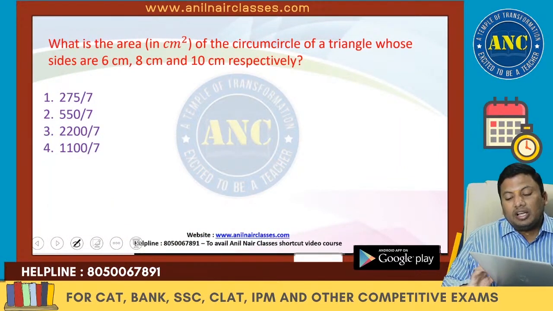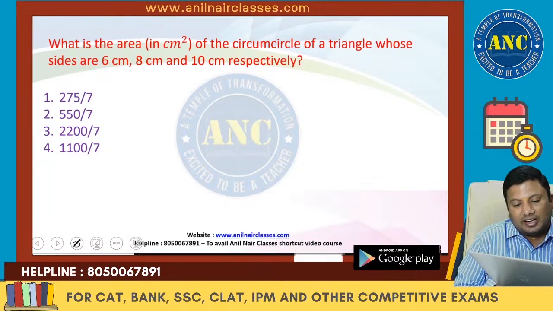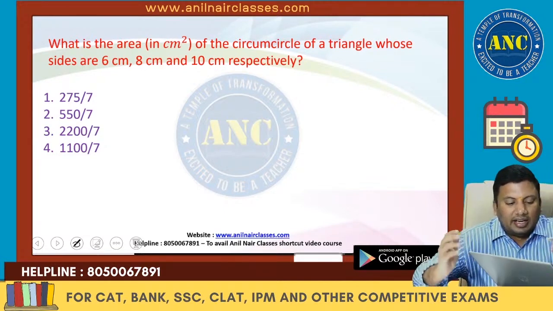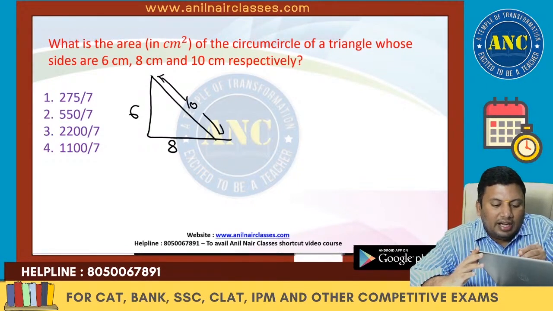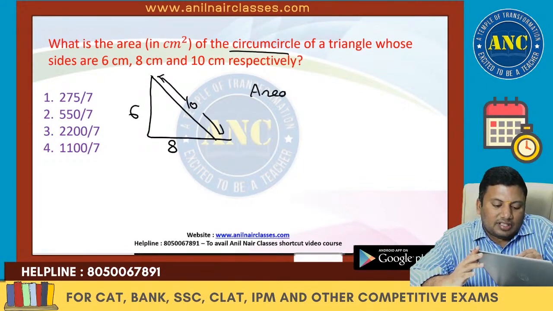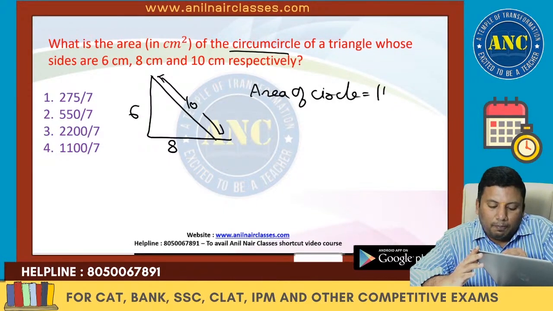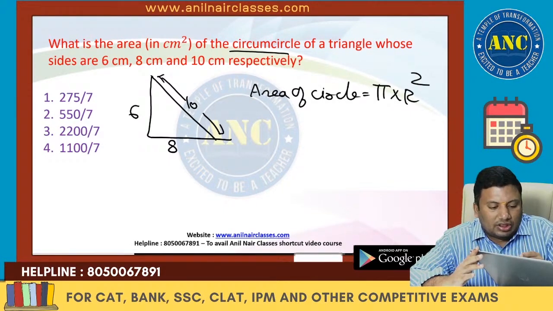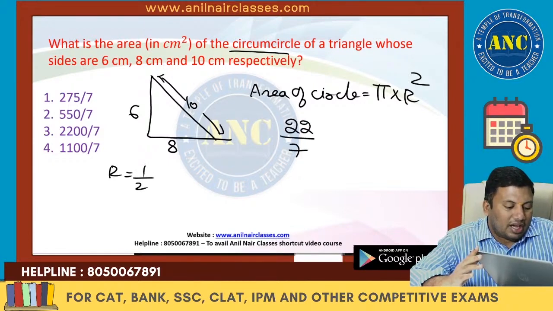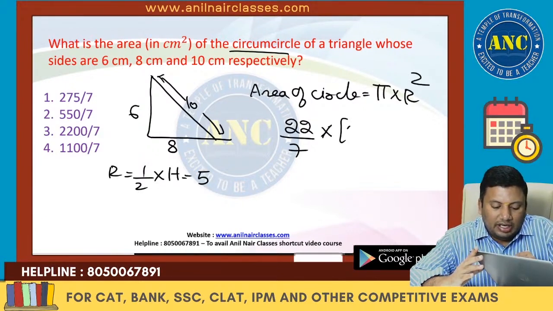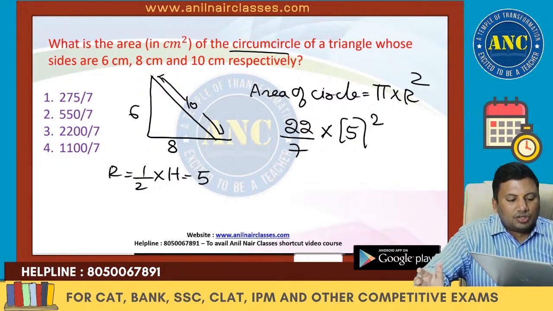Now listen. What is the area of the circumcircle of a triangle with sides 6, 8 and 10? It is 6, 8 and 10. Area of a circumcircle is nothing but pi r square, so that is 22 by 7. Circumradius is half of the hypotenuse, half into h, it is nothing but 5. 22 into 5 square.